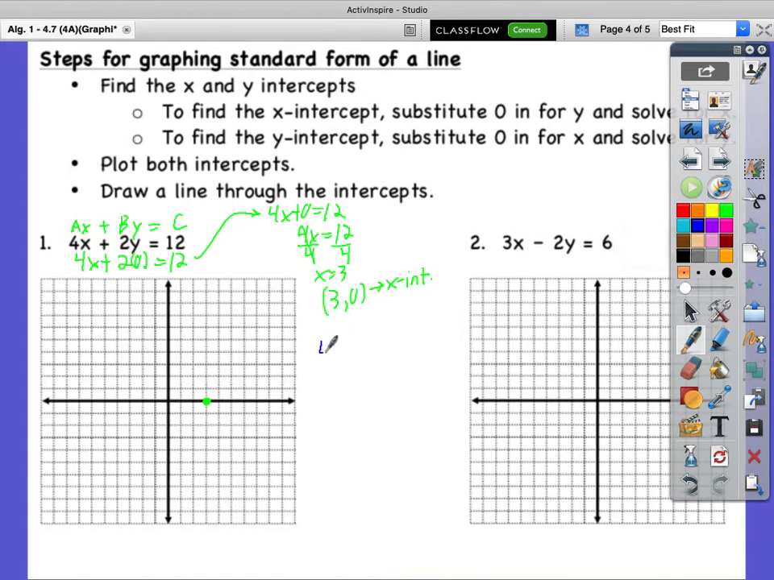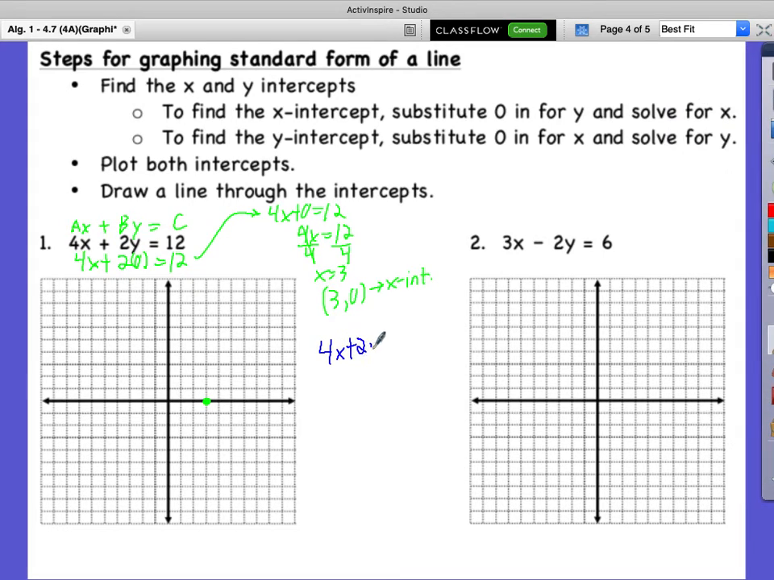If we find the y-intercept, we're going to take the same starting equation we had. And instead of plugging in 0 for x or for y, what are we going to plug 0 in for? X. Because if it's the y-intercept, x has to be 0. If it's crossing the y-axis, the x has to be 0. So we're going to make it 0 and find out what y is when that happens.